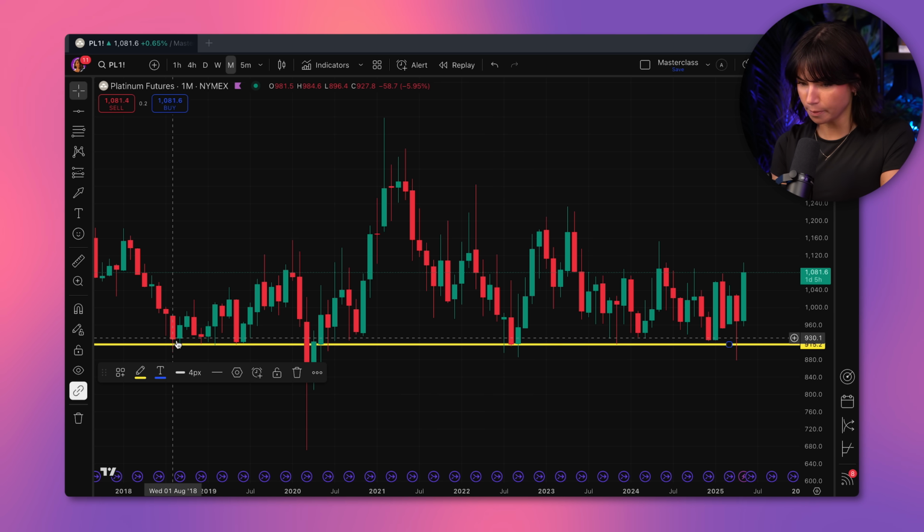Right here you can see there were many times where the price of platinum hit this horizontal line, which is our support, and then turned around. Hit, turned around. Hit, turned around. Same here, here, and here.